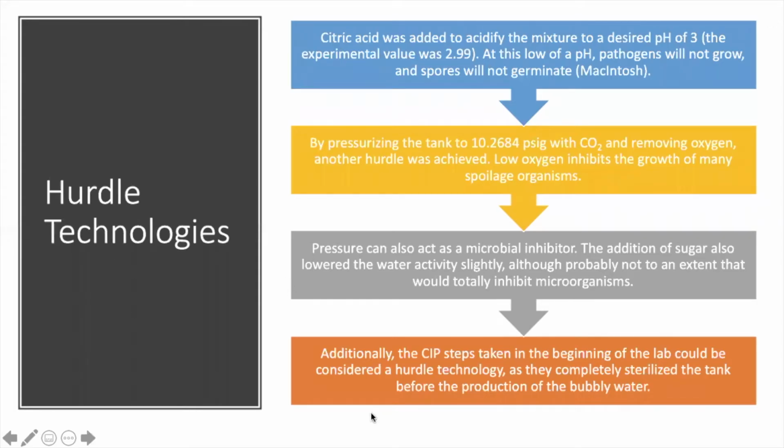Several hurdle technologies were applied throughout this lab. Citric acid was added to acidify the mixture to a desired pH of 3, and at a low pH, pathogens cannot grow and spores will not germinate. By pressurizing the tank to 10.3 psig with carbon dioxide and also removing oxygen, another hurdle was achieved. Low oxygen inhibits the growth of many spoilage organisms. Pressure can be an additional microbial inhibitor, and the addition of sugar also lowered the water activity slightly, although probably not to an extent that would totally inhibit microorganisms.